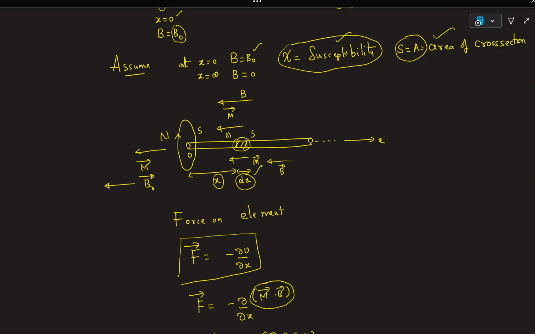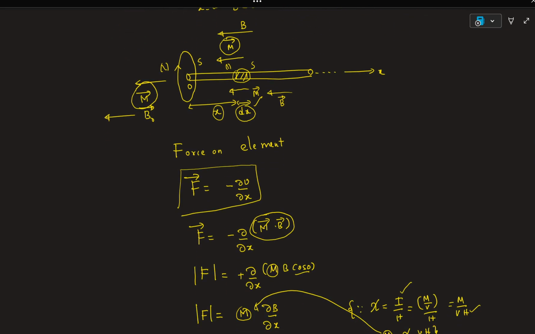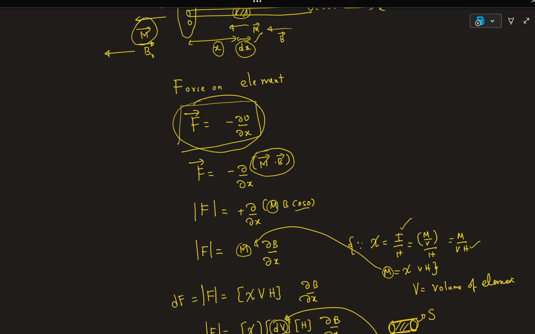Here, the element also acts like a tiny magnetic dipole. The dipole moment of the coil as well as the magnetic moment of the element are both acting in the same direction, and the coil produces the magnetic field also in the same direction. We know the force acting on the element is minus dou U by dou x. We know the potential energy formula, U equals minus M vector dot B vector.